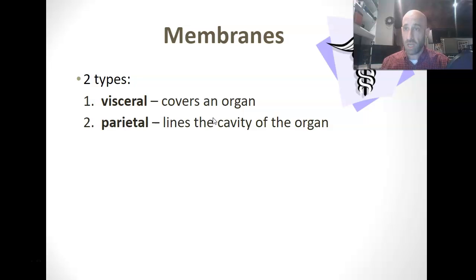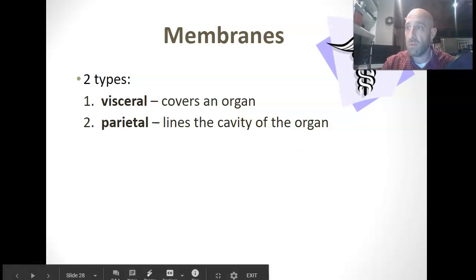So imagine you're sitting in your room right now, right? You are an organ. So let's say you're a heart. The clothing that you're wearing would be like the visceral membrane, and then the walls have paint on them, right? The reason you paint your walls is to protect them. So the paint on your walls would be like the parietal membrane because that's the cavity where you're living.